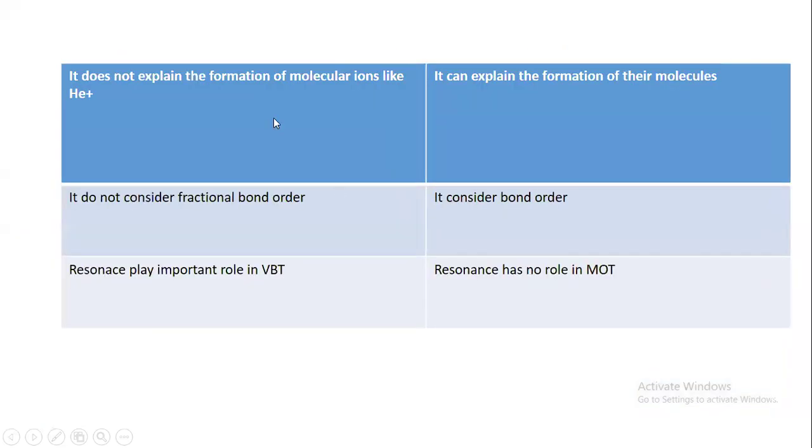Valence bond theory does not explain the formation of molecular ions like helium plus. Molecular orbital theory can explain the formation of such molecules. Valence bond theory does not consider fractional bond order. Molecular orbital theory considers bond order. Resonance plays an important role in VBT. Resonance has no role in molecular orbital theory.